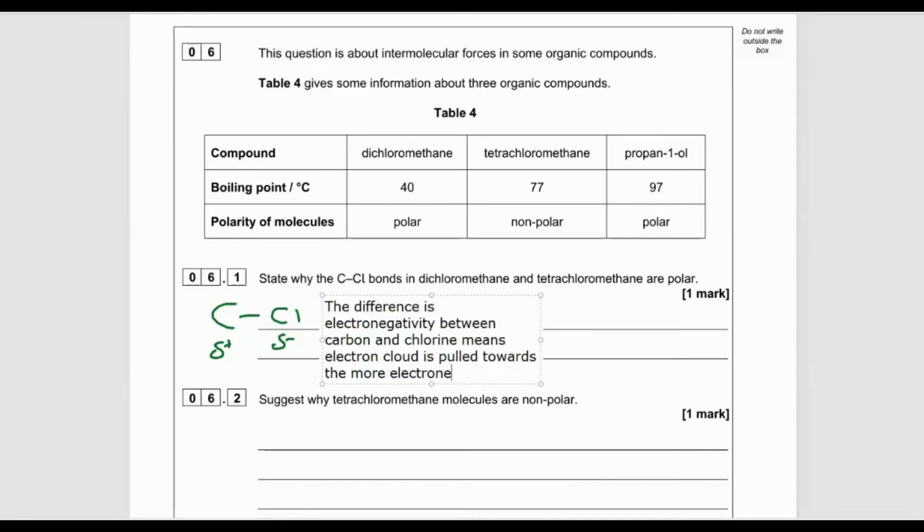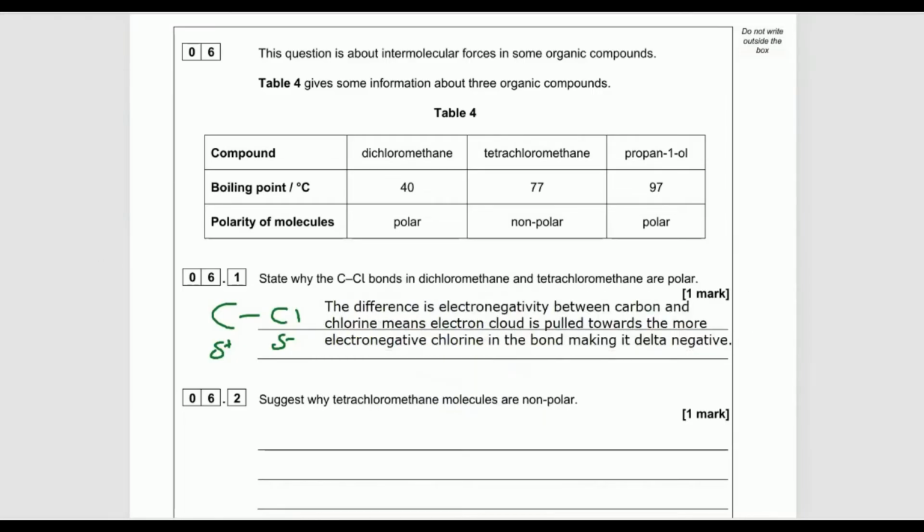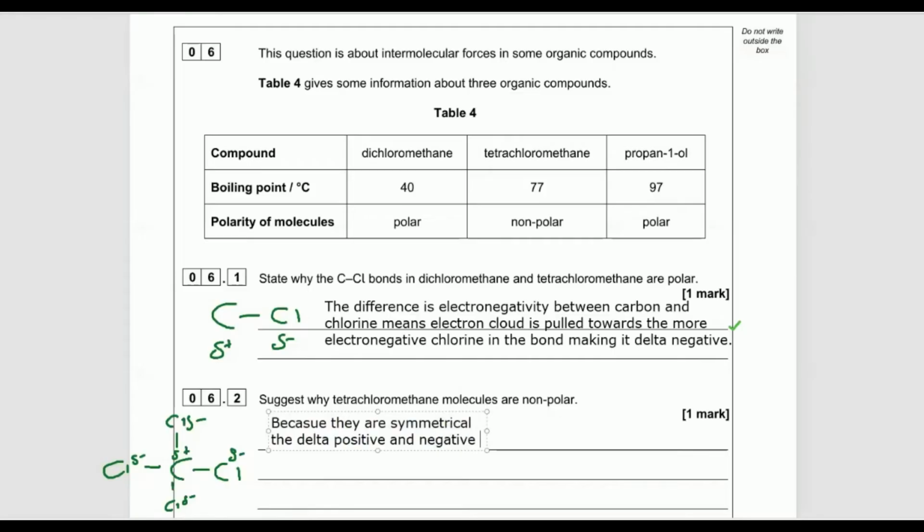Now for 6.2, the question says, suggest why tetrachloromethane molecules are non-polar. So that's the middle one in the table there, tetrachloromethane. What you'll find with tetrachloromethane is although it contains 4 polar bonds with the delta negative chlorine and the delta positive carbon, the electronegative chlorines and the carbons are symmetrical and evenly spread out. And so the charges cancel each other out. So there's no overall polarity on that molecule. It is a non-polar molecule. And that is down to the charges cancelling out.